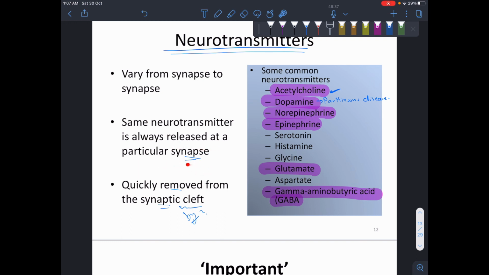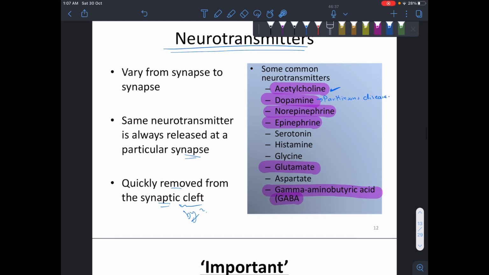As we studied in anatomy, acetylcholine is always released from the preganglionic neurons, whether sympathetic or parasympathetic. And the parasympathetic postganglionic is always acetylcholine. Norepinephrine is always at the sympathetic postganglionic. So this is not in the lecture, just a reminder.